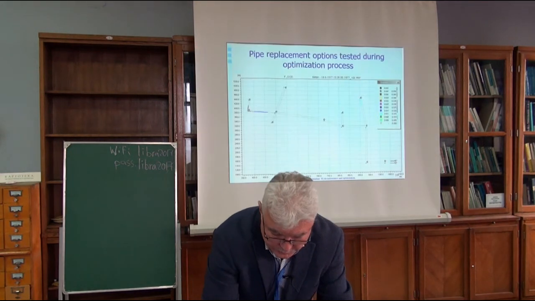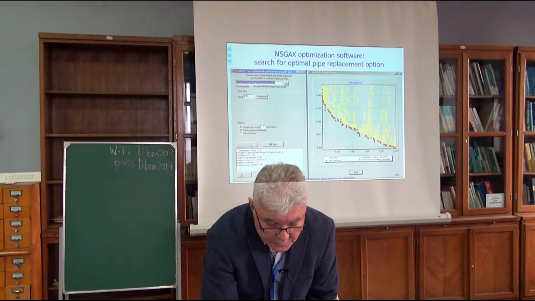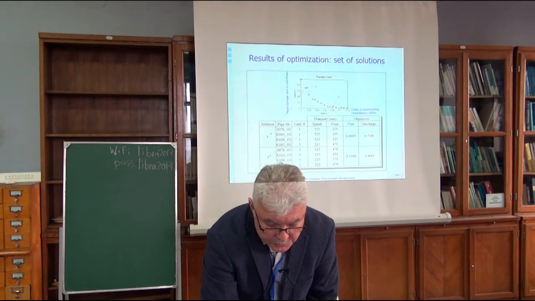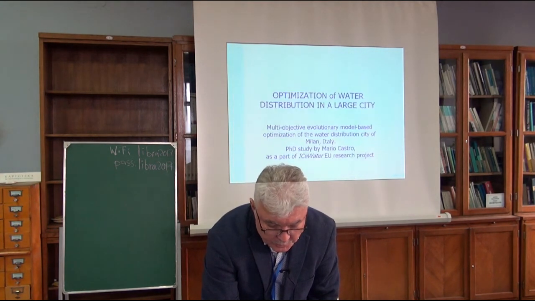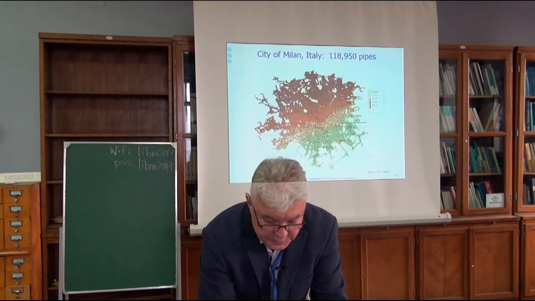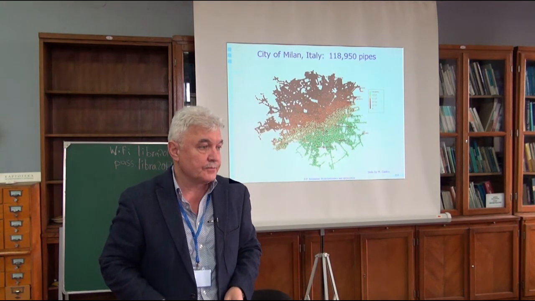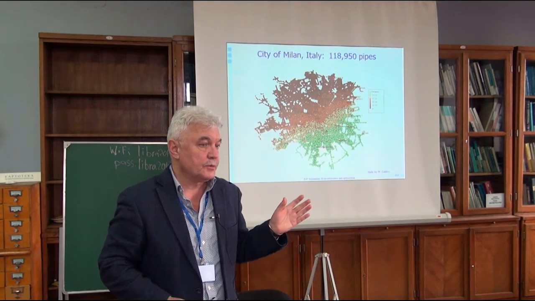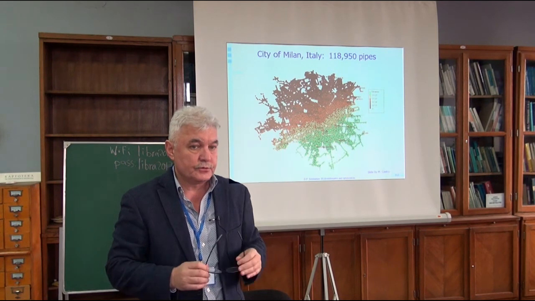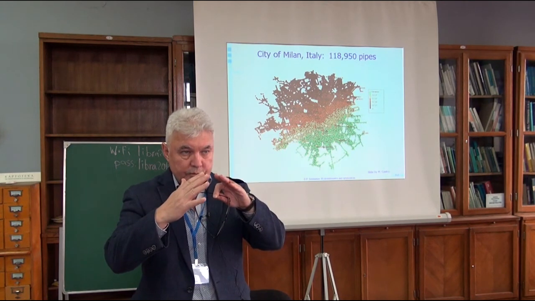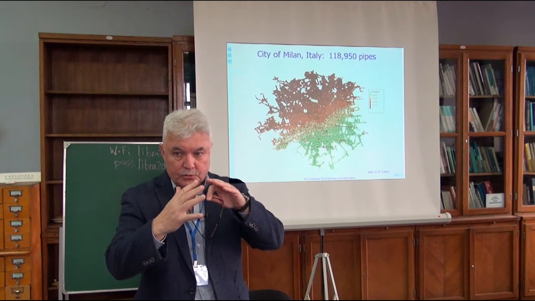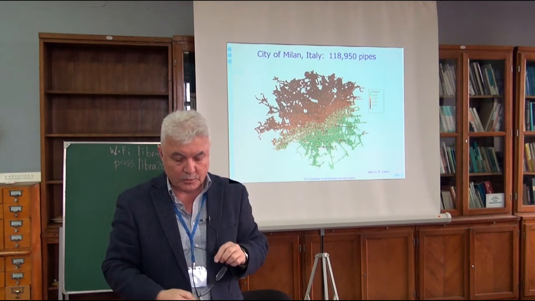Okay, so we have to get to the end, isn't it? So this is the Pareto set, which we generated. And one more: we had a project with Italian partners. This is the City of Milan with 118,000 pipes. And we developed an optimization algorithm which had to first split it into blocks and then do optimization.